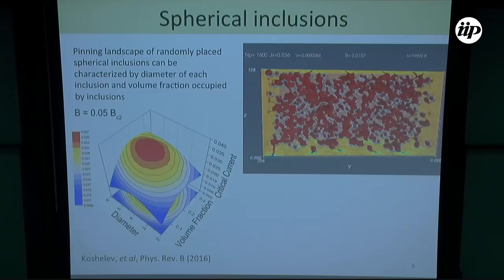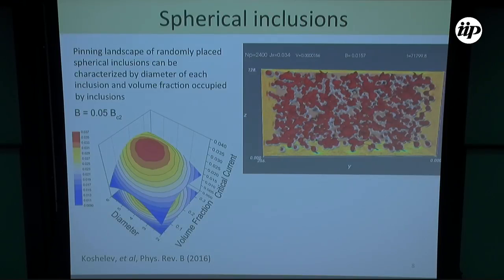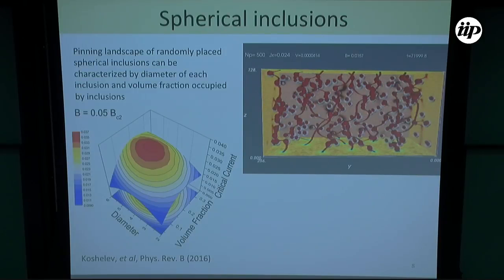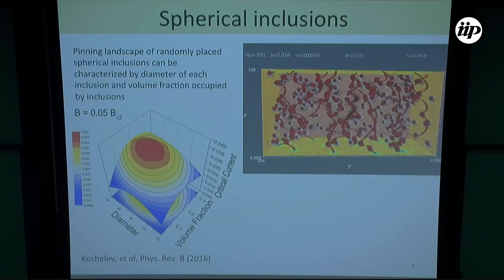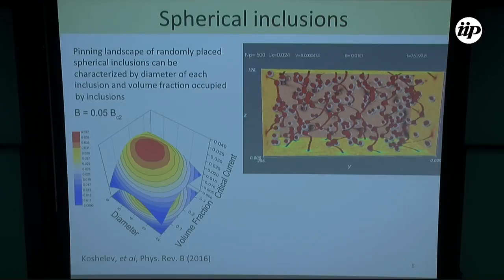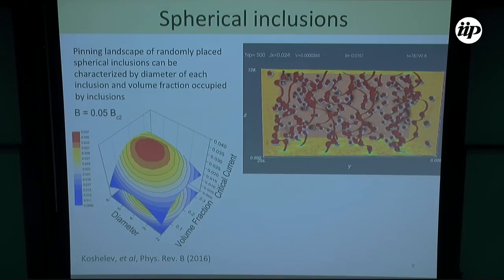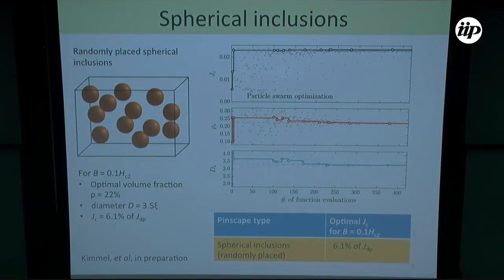So as a function of these two parameters, the critical current has a well-defined maximum, and it can be found by different numerical approaches, or just by looking at the sampling, so numerical simulations. But in this case, the landscape can be characterized just by two parameters.